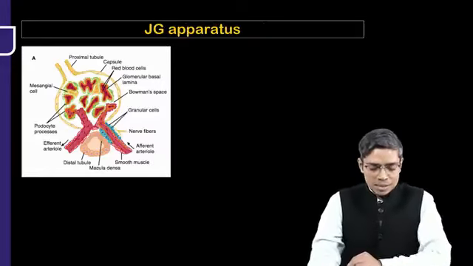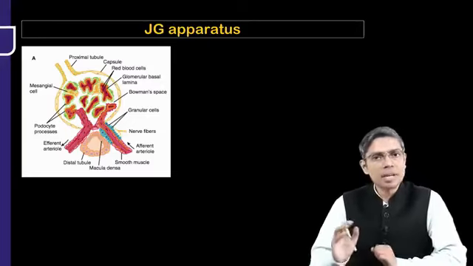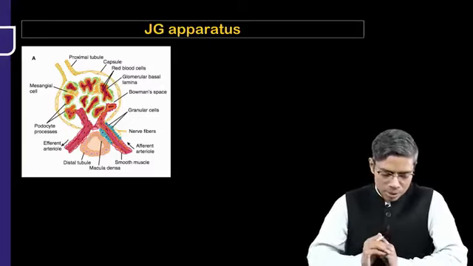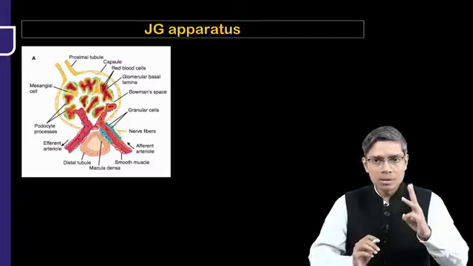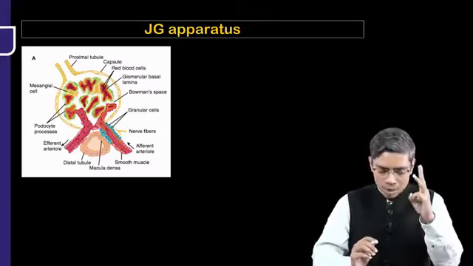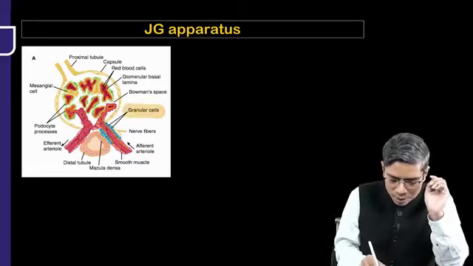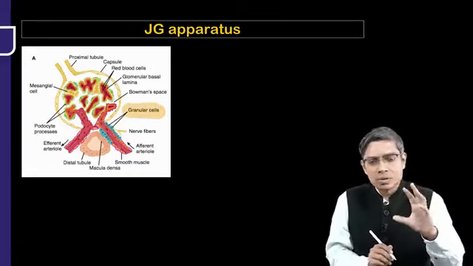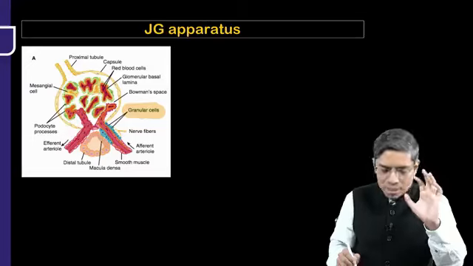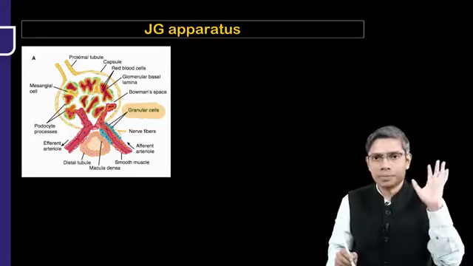Okay. Now next is another important topic in renal physiology, that is the JG apparatus. All of you know that the JG apparatus consists of three components, three parts. Okay, so one is the JG cell. Look at this diagram. This granular cell, what is written here, is nothing but the JG cell. The JG cell is also known as the granular cell because it contains renin-containing granules.